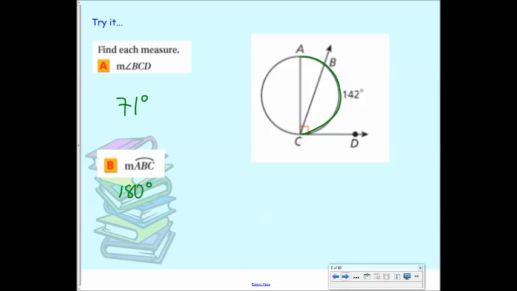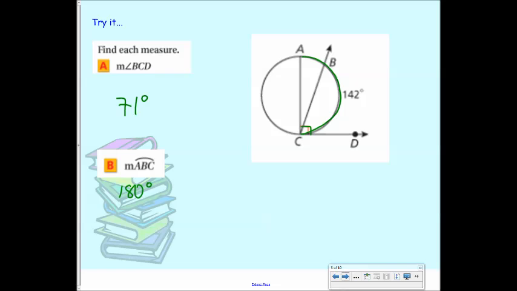ABC is a... what is it called when it's half a circle? Semicircle. It makes up that semicircle. Okay, so it's a semicircle and it has to be double the angle, and since the angle is 90 degrees, it would be 180. So then using that, could you figure out arc AB?